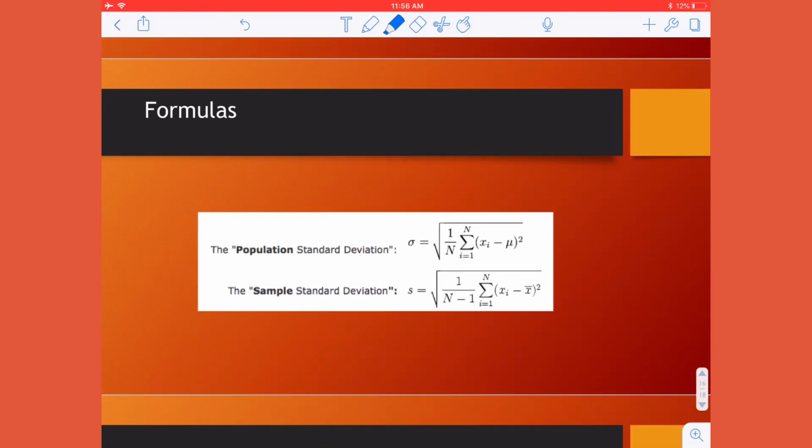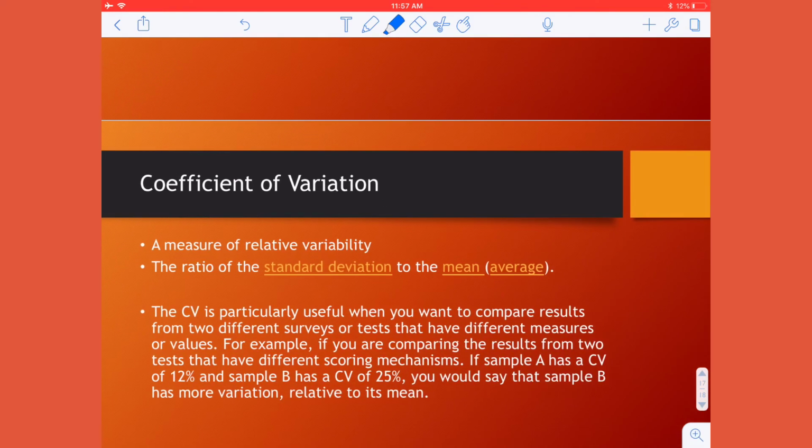So these are our mathematical formulas in order to find the population standard deviation as well as the sample standard deviation. They look a little complex, a little rough, but just think about the steps that we just named, and that's all you have to use in order to find your standard deviation.